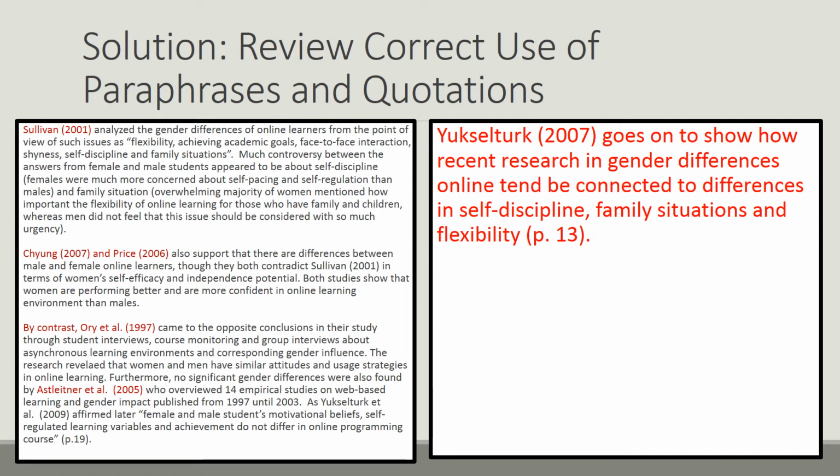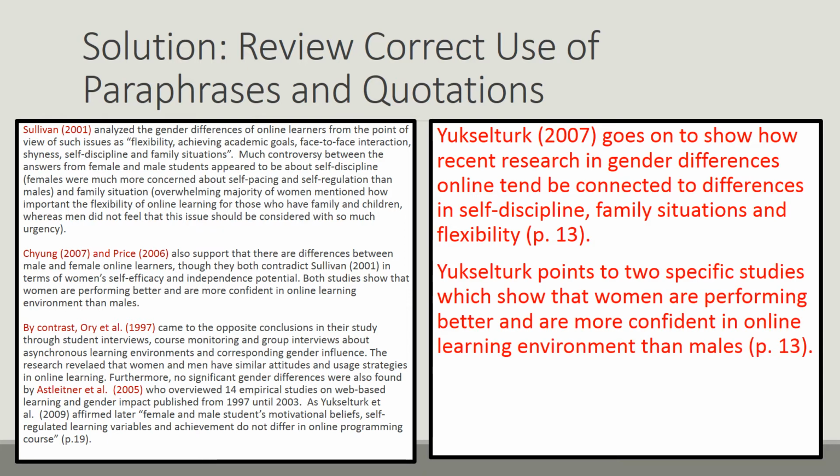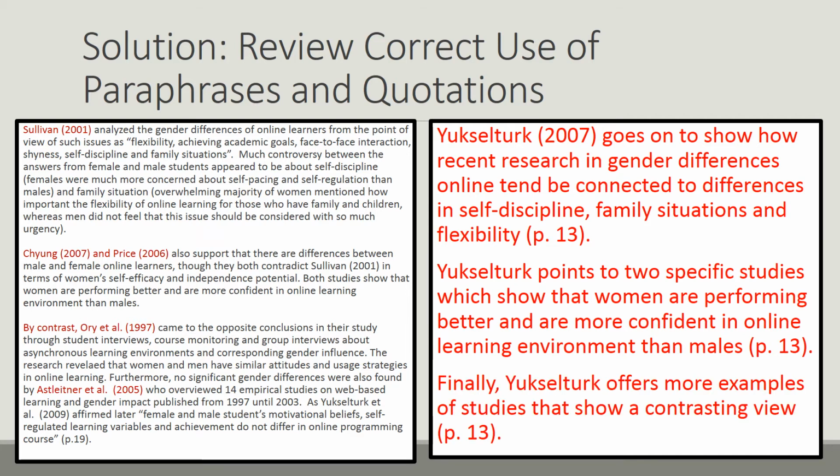That's a summary of all of Sullivan's writing, because Sullivan is the original source, but Yüksel-Türk is the one who's pointing out how it applies to this situation. Again, we can keep the focus on Yüksel-Türk and say that he points to 2 specific studies which show that women are performing better and they're more confident in online learning environment than males. Again, we're giving page numbers, so if you want to know where those 2 specific studies are, they're on page 13 in Yüksel's work. And finally, Yüksel offers more examples of studies that show a contrasting view.